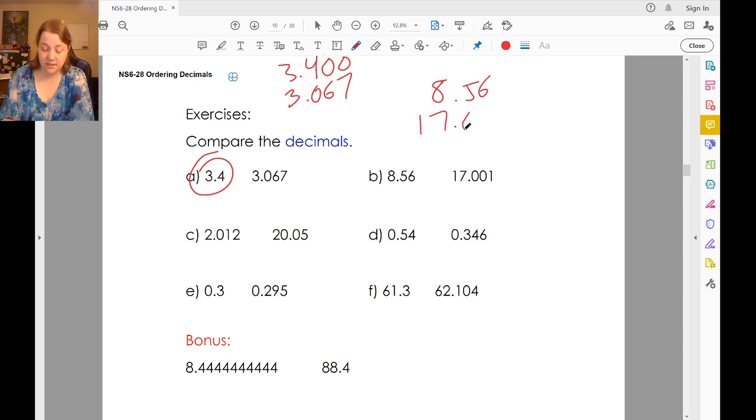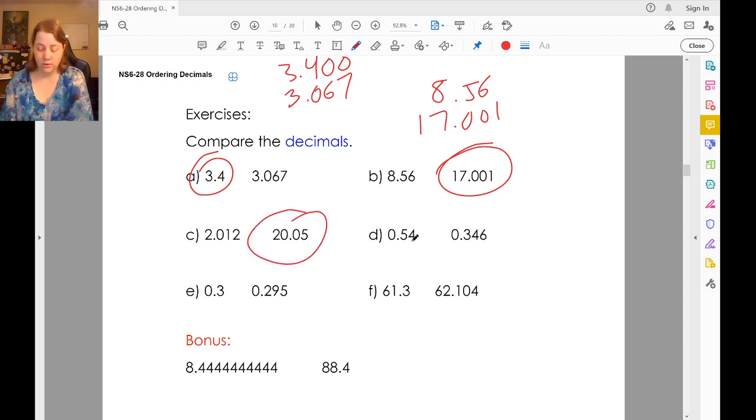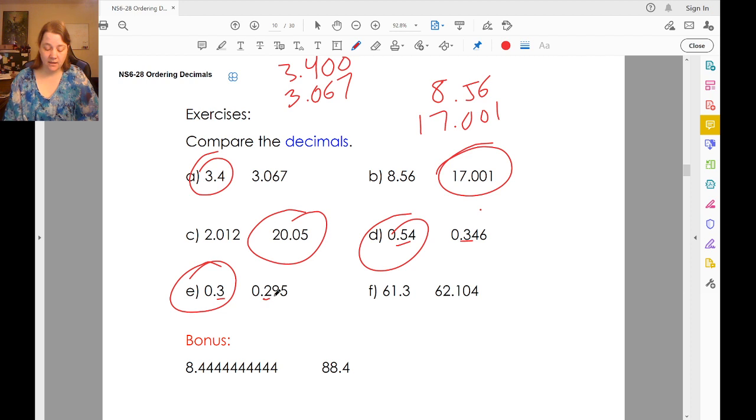8.56 compared to 17.00. Why am I even doing this? I know that 17 is bigger than 8. 2 in a whole number, 20 in a whole number. 20 is bigger. No whole numbers here, but I have 5 in the 10ths place and 3 in the 10ths place. 5 is bigger. 0.03, 0.295. Well, if I look at the first number after the decimal place, 3 is bigger. Let's test that out. 0.3, 0.295. Look at that. Still true. 300 is bigger than 295.